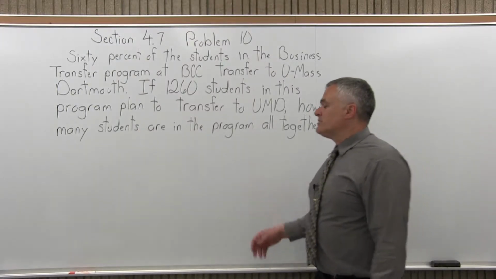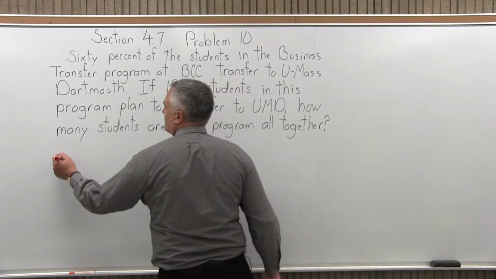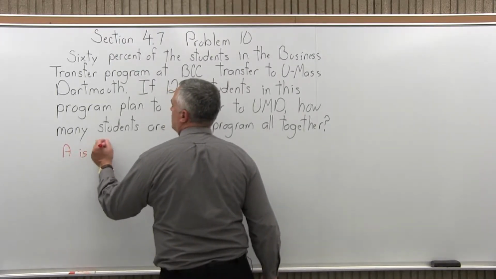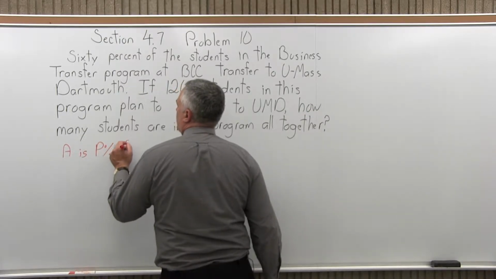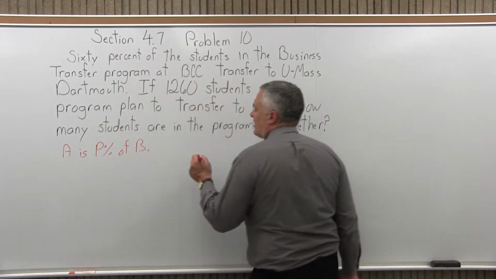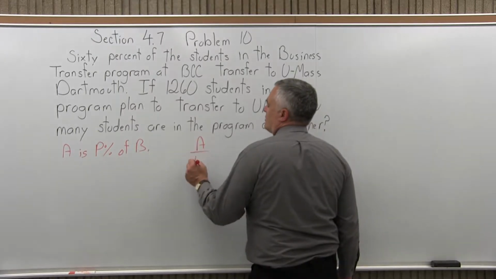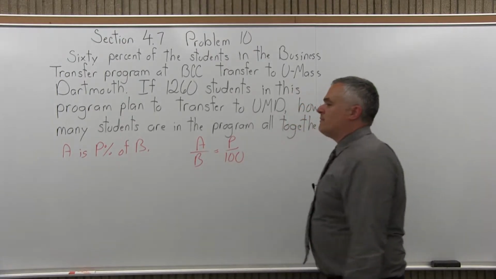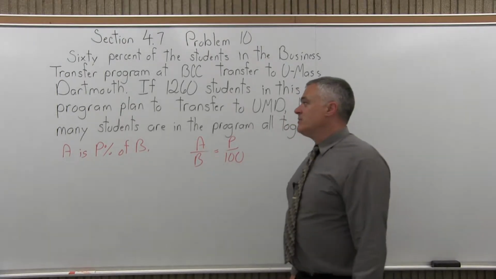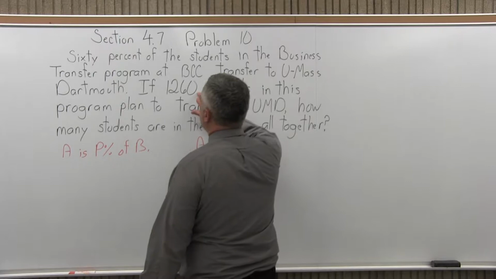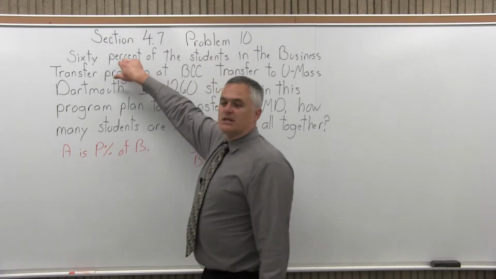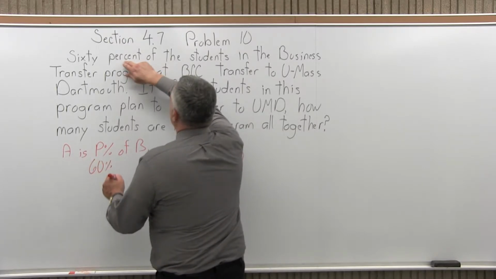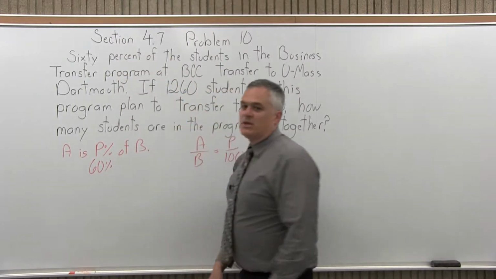So, with most percent problems, if you can, what I like to do is rewrite it so that it fits the sentence A is P% of B. And if I can write it that way, I plug it into the formula A over B equals P over 100. So, can I write it as A is P% of B? Well, the 1260 is a key number, and the 60% is a key number. So the 60%, I know it's going to go here, 60%. The question is, the 1260, is it the A or the B?